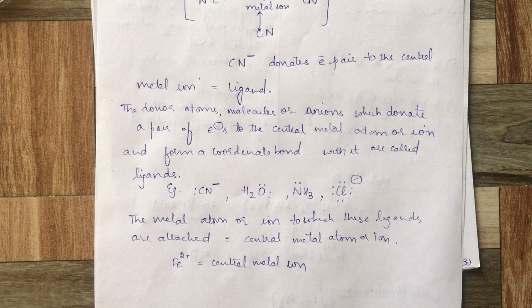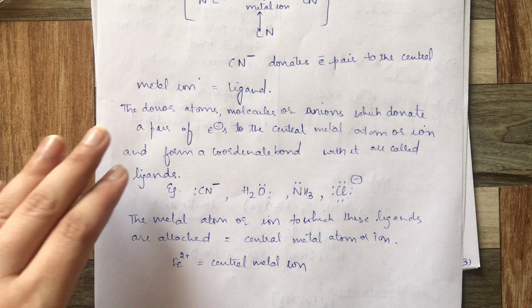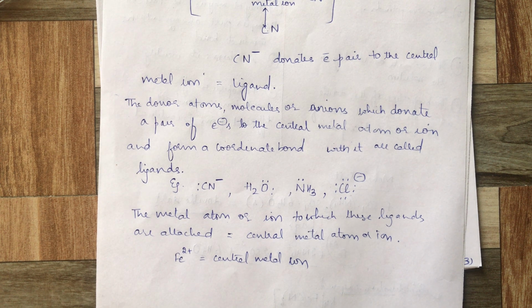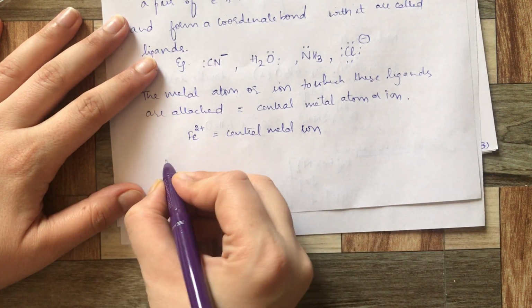So from now we'll talk about the ligands. In coordination chemistry, the most important terms we are going to discuss are the ligands and the metal ions. Now, we'll discuss another example.